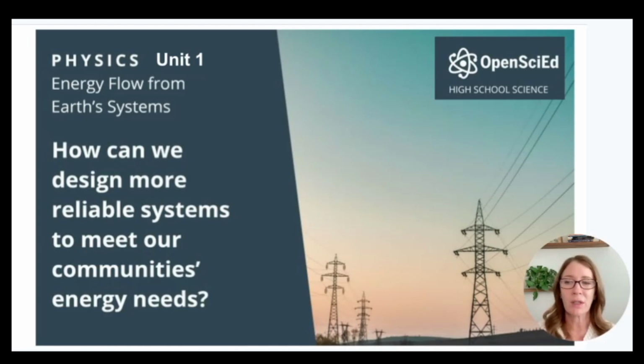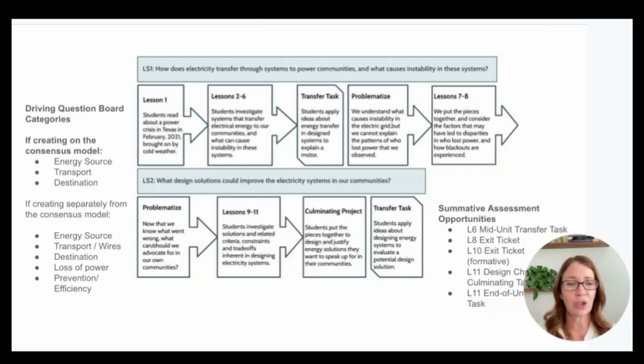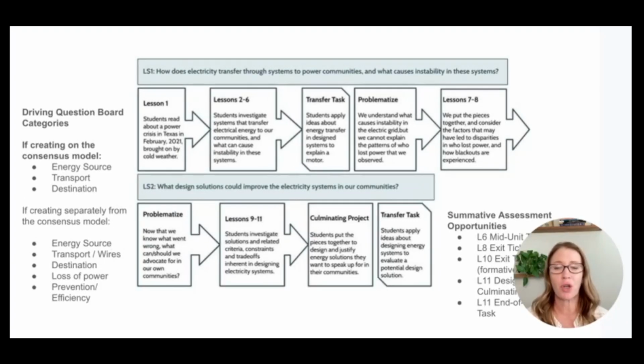Now, before we go into lesson 1, I'm going to talk about slide 2, which has a flow chart to show the flow of the unit. You'll see that there are 2 lesson sets. The first lesson set answers the question, how does electricity transfer through systems to power communities, and what causes instability in these systems? This is anchored with the phenomenon of the Texas blackout in 2021, and we learn all about electric circuits and sources of energy and everything to do with that power outage, to then try to design a solution.